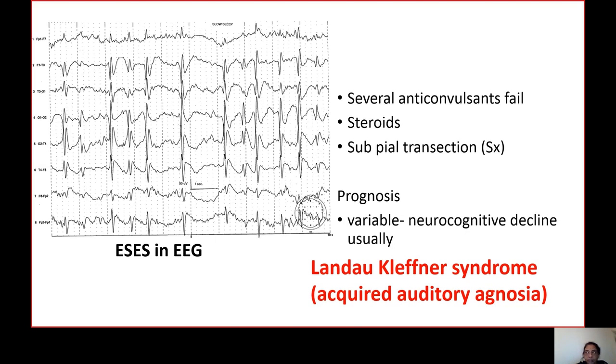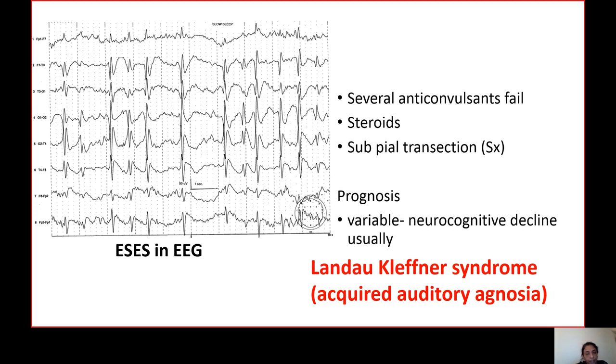Several anticonvulsants were used, but failed. We tried steroids as well, like methylprednisolone, and these are the patients who may sometimes benefit from subpial transection. But unlike other surgeries, we don't have a real place where we have to do this. But in some patients there are areas that we can identify with video telemetry. So we may go ahead with those areas to do this scraping kind of surgery.